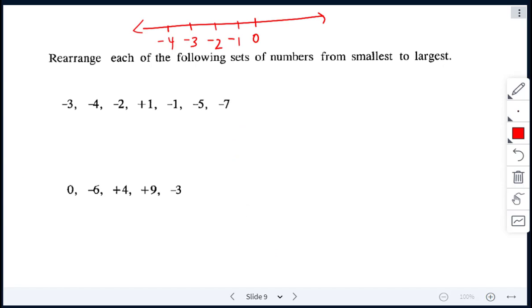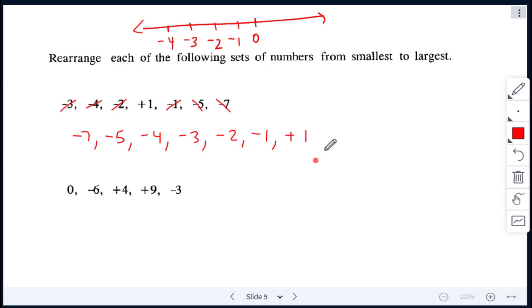So we're going to go from smallest to largest. The smallest number here would be the negative 7. So negative 7 would be first. After that would be the negative 5. Okay, then the negative 4. Then we would have the negative 3. Then the negative 2. Then the negative 1. And then the positive 1.